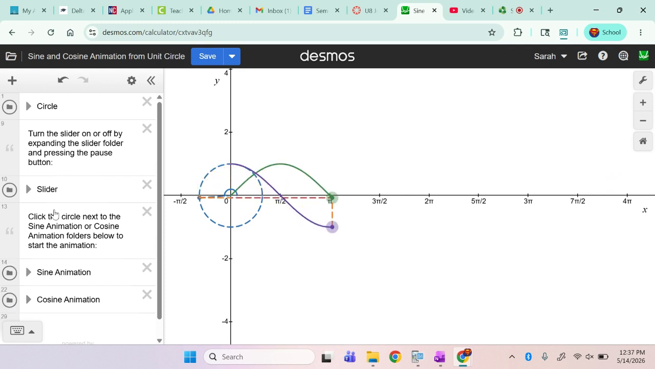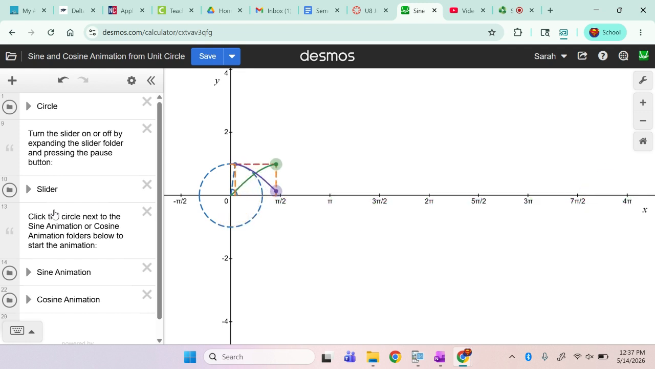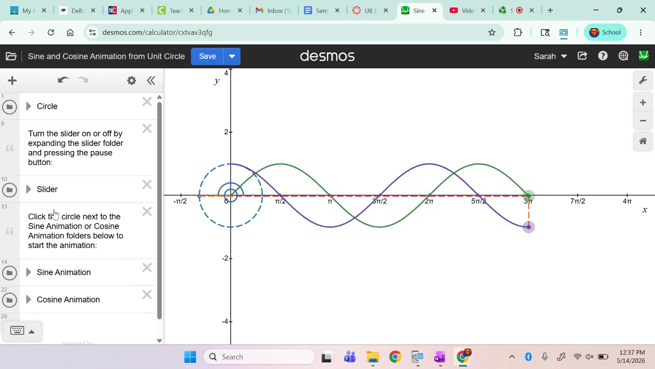Now, if I turn the sine on with the cosine, look at how it overlaps. They're very close to each other, but they're slightly off, just a little bit. But couldn't we say that if we shifted the sine function a little bit, it could be exactly the cosine function? So sine and cosine graphs are wave-like functions.